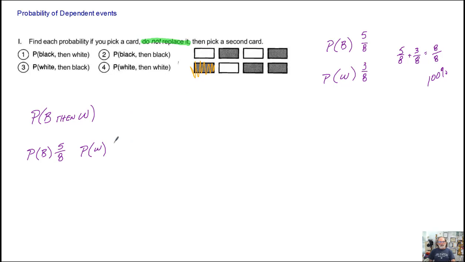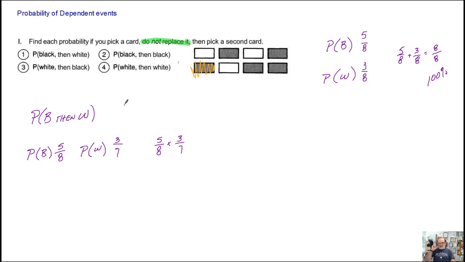Well, there are 3 white cards. However, the total number of cards has changed. It's no longer 3 out of 8. That's what it would be if we hadn't done anything else yet. But now, since that black card is gone, it's 3 out of 7. Just like with our independent probability, we get the total of these by multiplying them together. So 5 out of 8 times 3 out of 7.